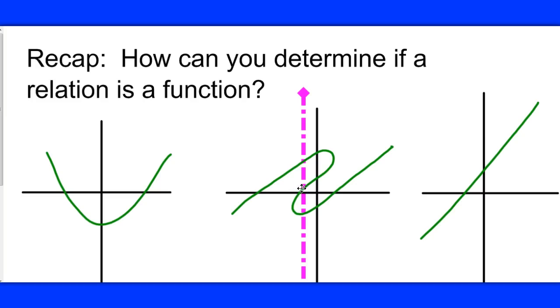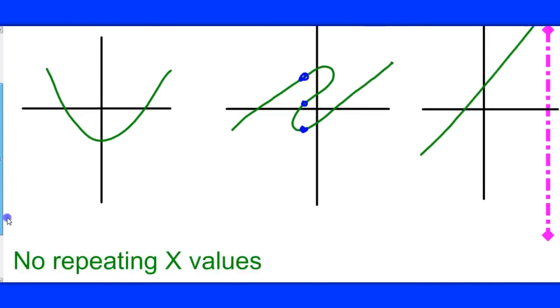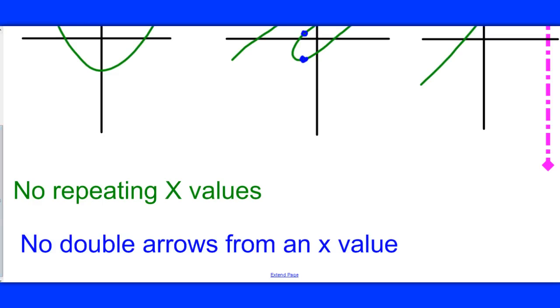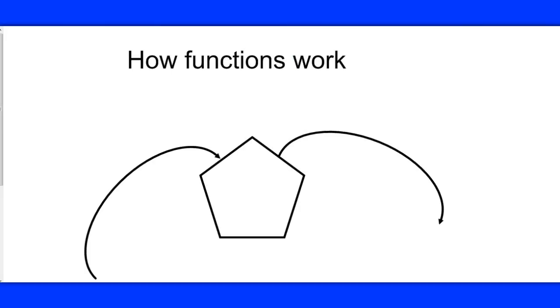All right, let's try this one. Holler! Right there, see it? Do you see that it's touching it here, here, and here? That makes it not a function. Okay, let's try the next one. Oh, we're good. No repeating x values, no double arrows from an x value, passes the vertical line test. That's how you can tell that it is a function.